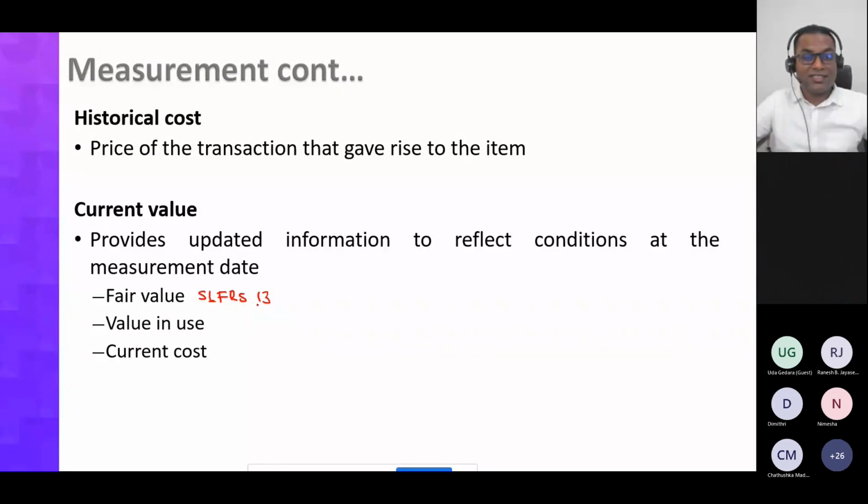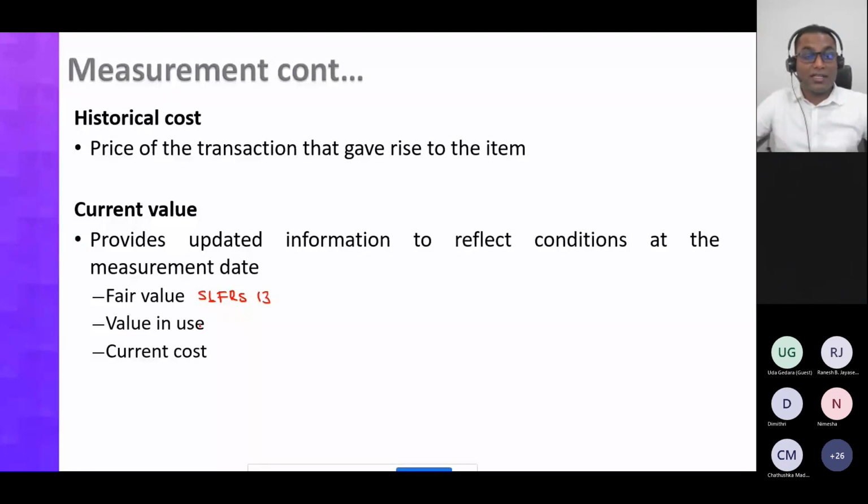So I'm not going to define what it is; it discusses the entire thing with regard to fair value measurement. Then value in use. What is value in use? Present value of the future cash flows. If you have an asset, what are the cash flows that you can generate out of this asset? Discount these cash flows and derive the present value. That is value in use. Current cost is actually the replacement cost. Let's say I have an asset which is 2 years old. If I need to put up this asset today, how much do I need to incur? What is the replacement cost? Out of the replacement cost, you deduct the relevant depreciation to derive the current value.